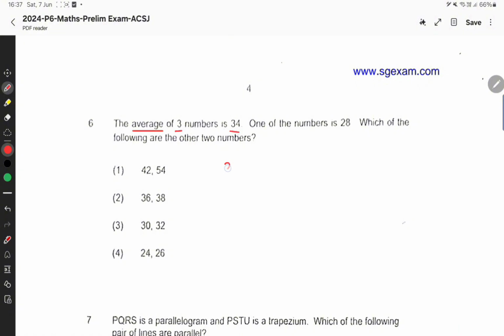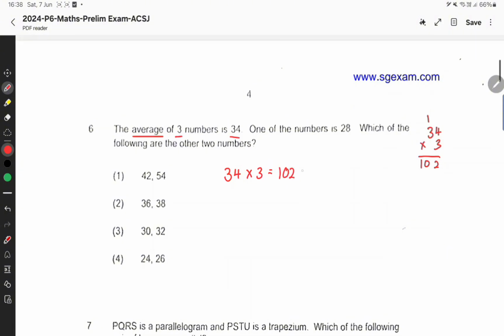So the first thing we need to do is 34 times 3 to find our total. So 34 times 3: 4 times 3 will give you 12. 3 times 3 is 9, and 9 plus 1 is 10. So 34 times 3 is 102. So this is our total for all 3 numbers.